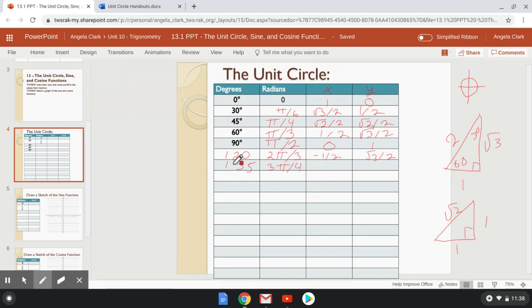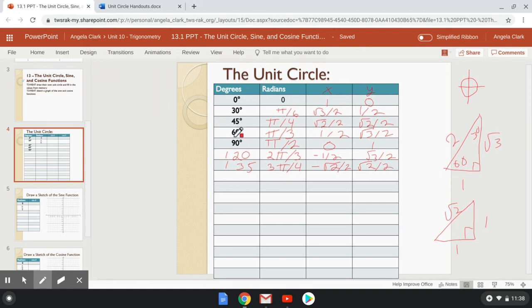Okay, so this corresponds with 45, so it's going to be the same numbers, but again, x is going to be negative, square root of 2/2, but the y is positive.